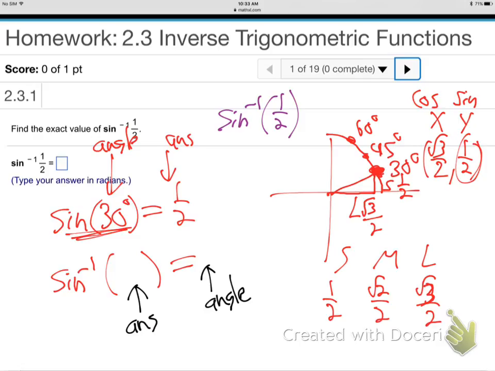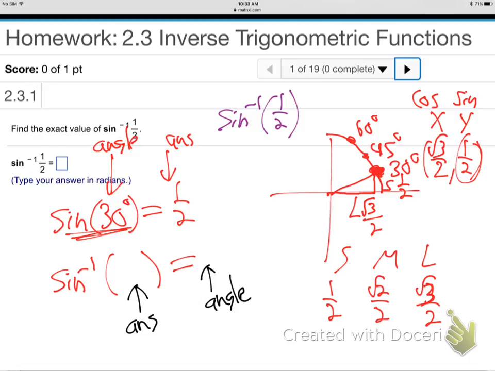So that's the fundamental thought that needs to be in your mind when you're looking at any inverse trig function, inverse tangent, secant, cosecant, sine, cosine, whatever. You're plugging in an answer, getting out an angle. You're reversing inputs and outputs. That's what an inverse function always does, reverse inputs, outputs.